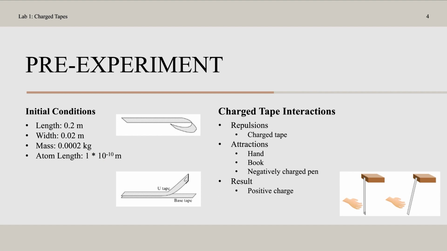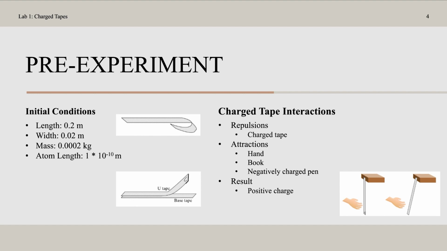Before the experiment, strips of charged tape had to be prepared and measured. My tapes were all 0.2 meters long, 0.02 meters wide, and had a mass of 0.0002 kilograms. The length of an atom, approximately 1 times 10 to the negative 10th meters, was necessary for the last part of the experiment. I observed that a charged piece of tape repels another piece of tape, which matches the principle that like charges repel and opposite charges attract.